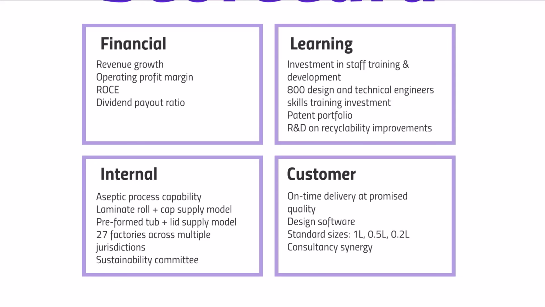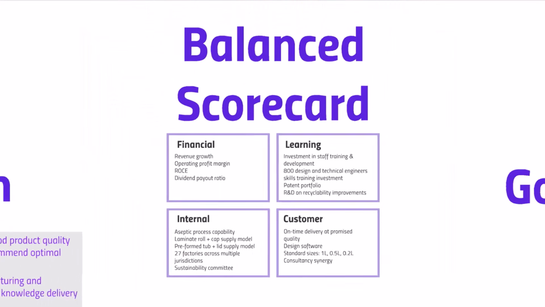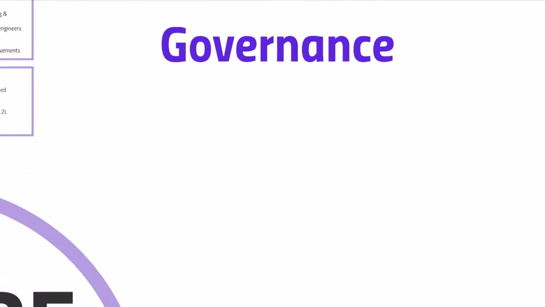So we can see that we're financially strong in the current period. Customer and process perspectives show real competitive depth, but the learning and growth perspective reveals unresolved questions about the investment foundations for the future. Okay, there we go. That's the balanced scorecard. Let's go into governance now.